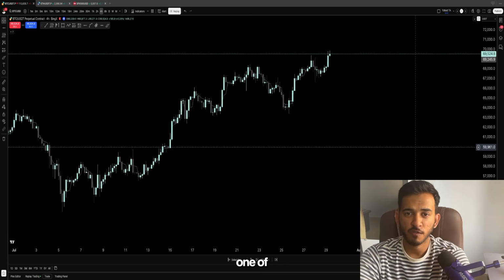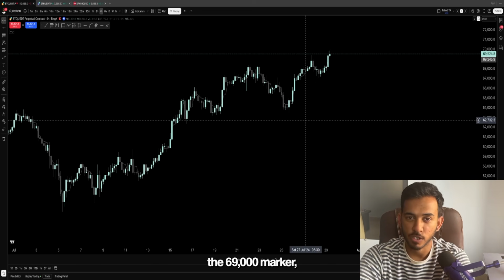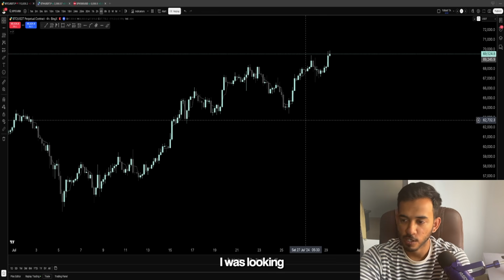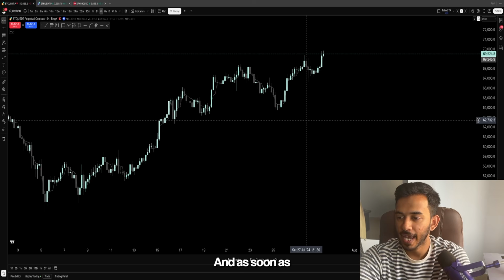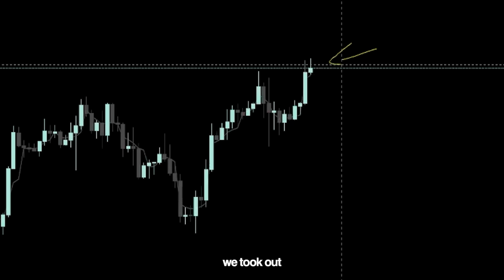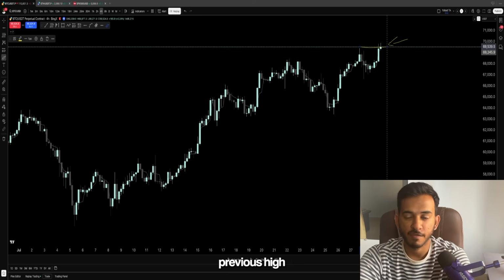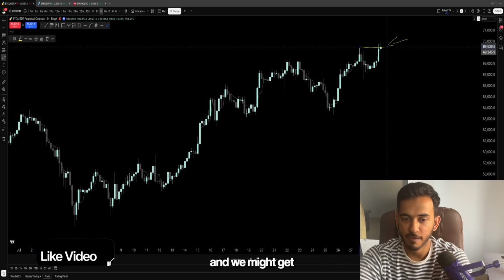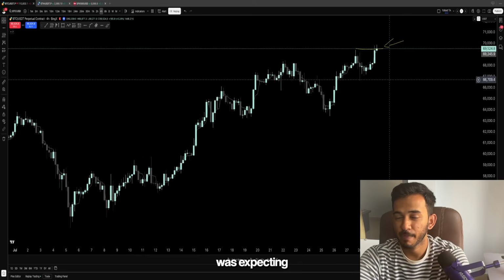So now let me talk about one of those moments when everything clicked for me. On this Bitcoin chart, when the price was just around the 69,000 marker, I was trading this market. I was looking at the charts and I saw that, okay, this is extremely bullish on a 4-hour time frame. We are making higher highs, we are making higher lows. And as soon as I got to see this break towards the upside, as soon as we took out the previous highs, I expected this to be a break of the previous high and then a continuation, a breakout, and we might get to see our next bigger move, the next continuation. That is what I was expecting right here.